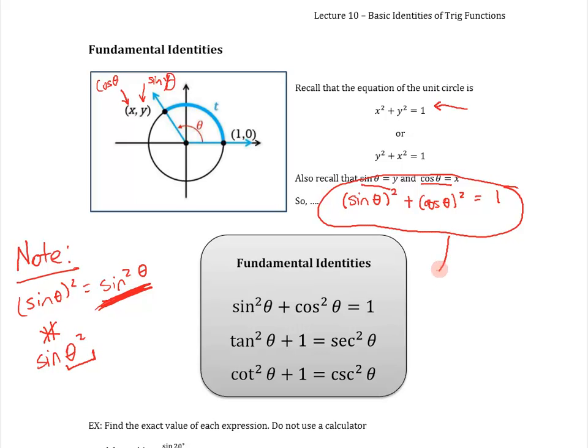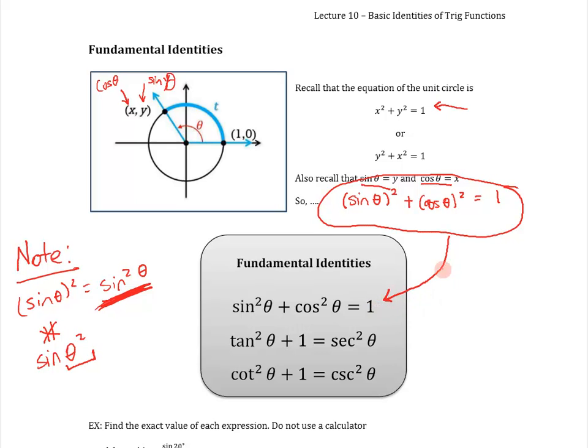So right here, all I've written down for my first fundamental identity is that sine squared theta plus cosine squared theta is always, always, always equal to 1. So given any theta, if you have sine squared plus cosine squared, that's going to have to equal 1 because it's a point on the unit circle. Beautiful, right? Fantastic. There's two other fundamental identities which come from this fundamental identity.